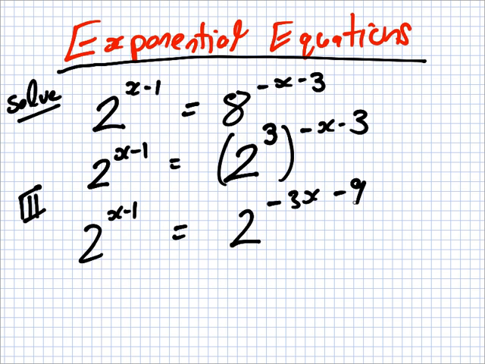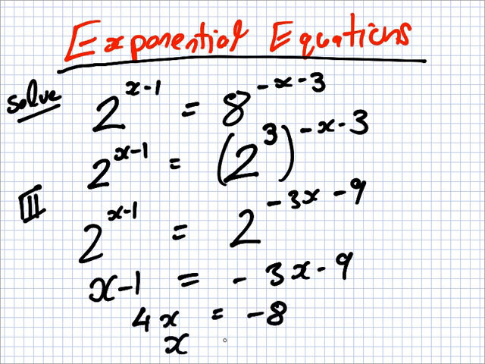Now, compare the powers. Take out the 2. Because if you have 2 power A equals 2 power B, the only way that is possible is if A and B are the same. There's no other way it could possibly be true. So here, it has to be the case that x minus 1 equals minus 3x minus 9. No other possibility is allowed. So 4x is equal to minus 8, and then x is equal to minus 2.